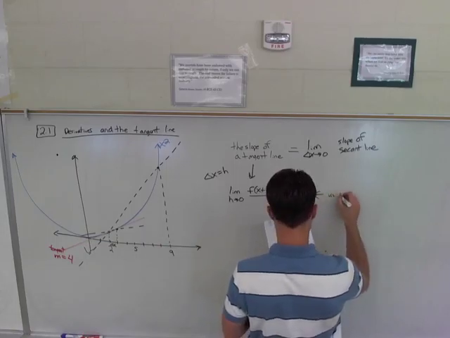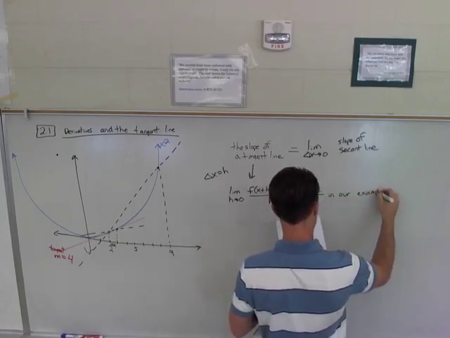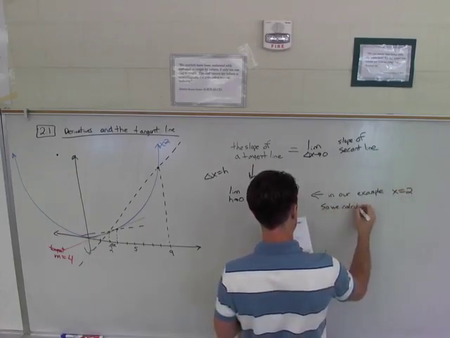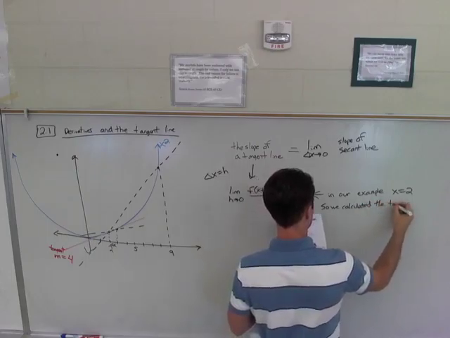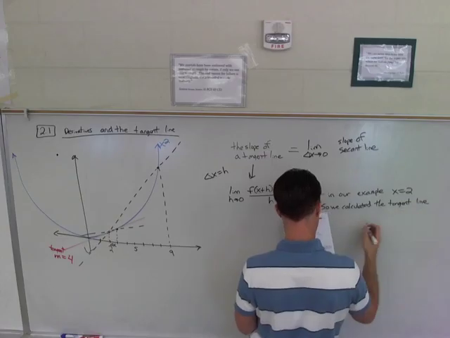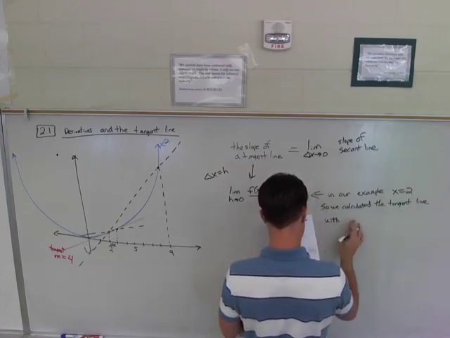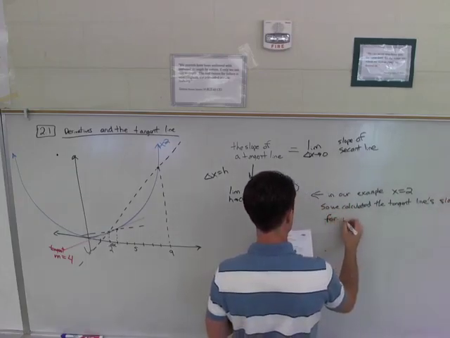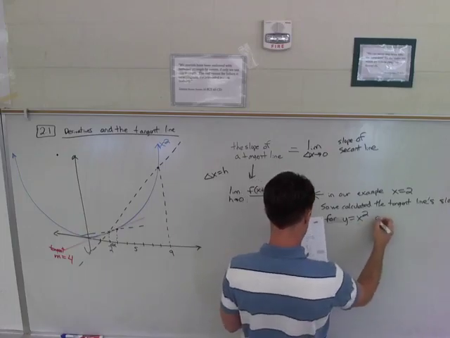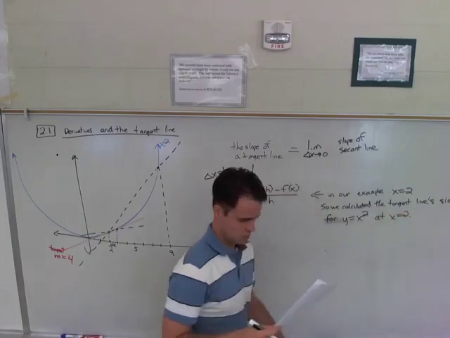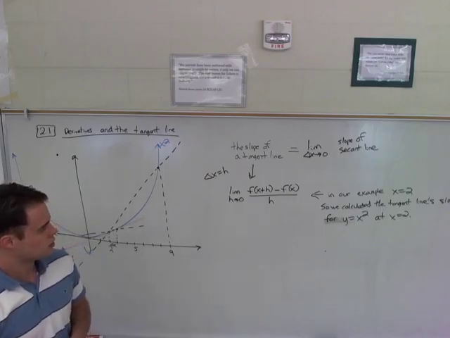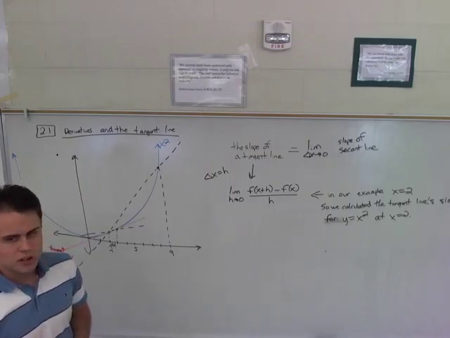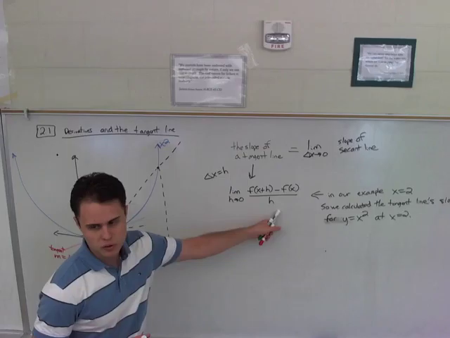So in our example, x was 2, so we calculated the tangent line's slope for what function? x squared. And we did it at x equals 2. But we could run that anywhere, right? Yeah, we could have, definitely. So whether you see it or not, this is also the derivative.